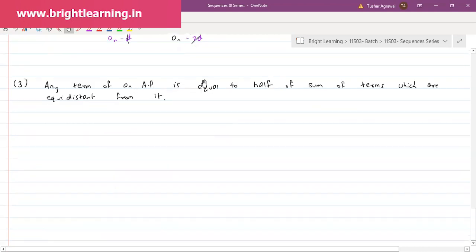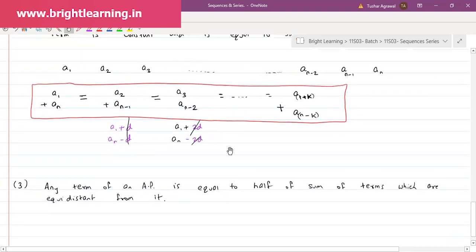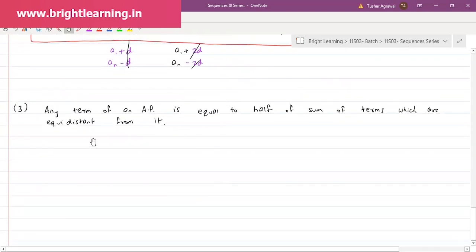Any term of an AP is equal to half of the sum of terms which are equidistant from it. This property is actually a corollary of the second property only. What he is telling you is that A1, A2, A3, and so on, let's say there is AN minus 2, AN minus 1, AN. You take any term of your choice, okay, A3 now.